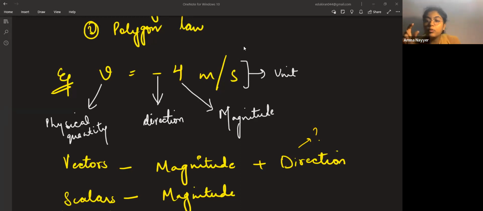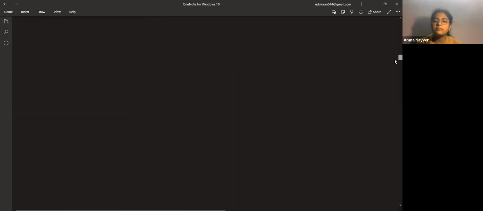4 is the magnitude. Whenever I'm asking you the magnitude, you have to tell me the number without the signs. Even if it is written -4 meter per second, when I'm asking you the magnitude, that doesn't make your answer -4. You will still answer 4 only. That is the magnitude, the number without any signs, plus or minus. And meter per second is the unit. This you all should remember before starting with the class.